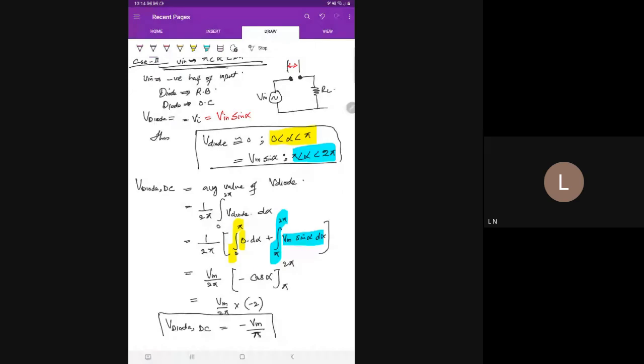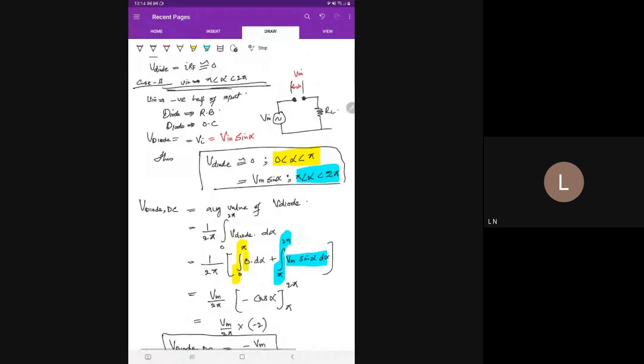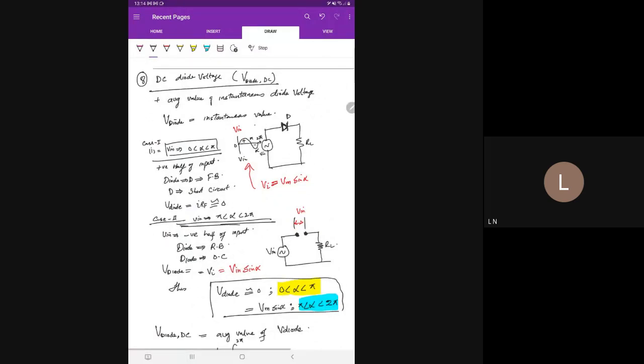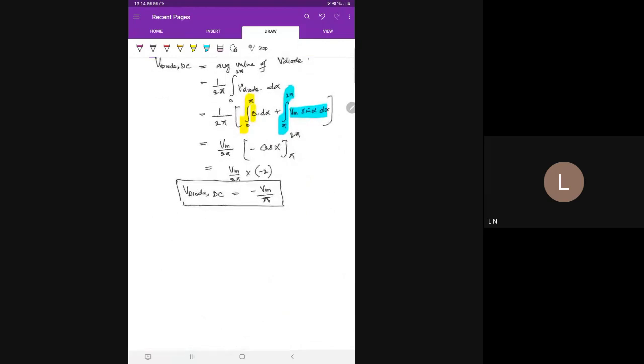Okay, so this is the average DC diode voltage. This is the DC diode voltage: V diode DC equals minus Vm by pi. Now the next parameter is no load DC output voltage.